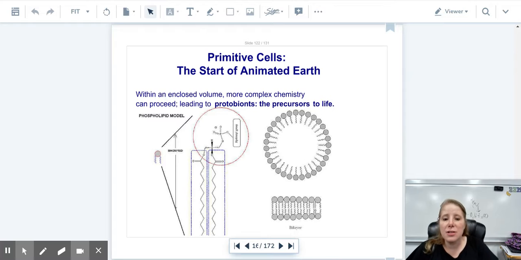So at first, you had these protobionts, these precursors to life. They had their phospholipid heads. And this didn't work out for them so well, because then water would be on the inside and be touching this. So eventually they bilayered. And as soon as they bilayered, we could get these huge enclosed volumes, well, huge for cells, enclosed volumes, and things could fit in there.